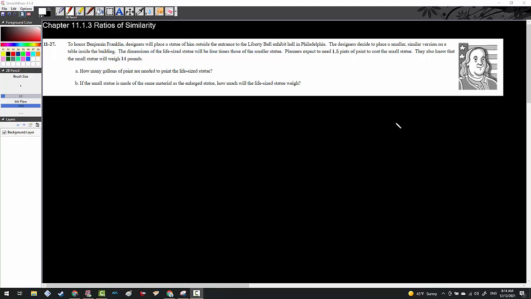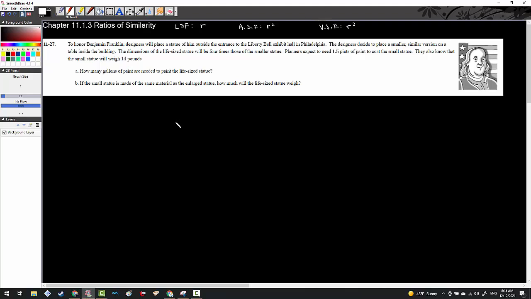So before we begin this Benjamin Franklin problem, let's just talk about the linear scale factor. If the linear scale factor was r, that means that the area scale factor would be r squared, and then the volume scale factor would be r cubed. Hopefully you remember that from the last lesson. And so we just have to be able to discern which one they're asking us to do.